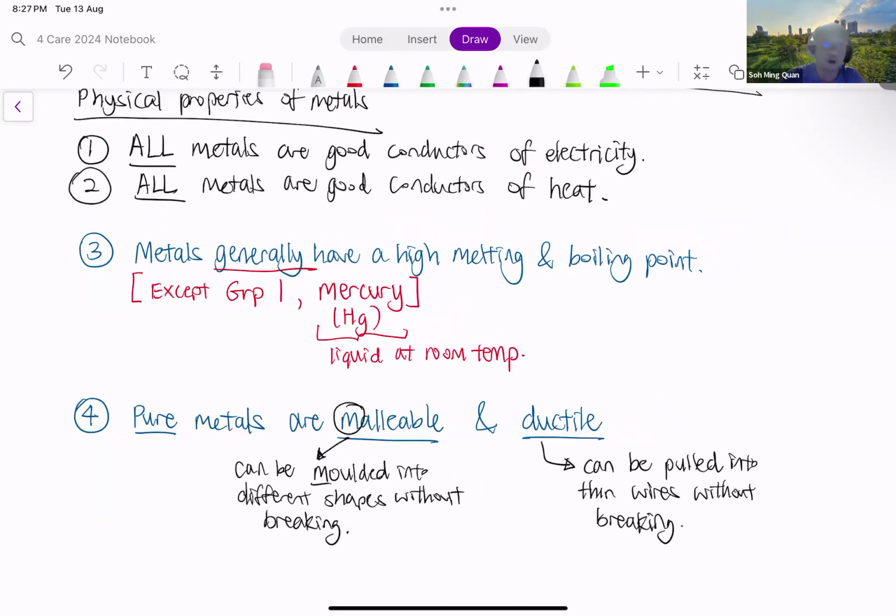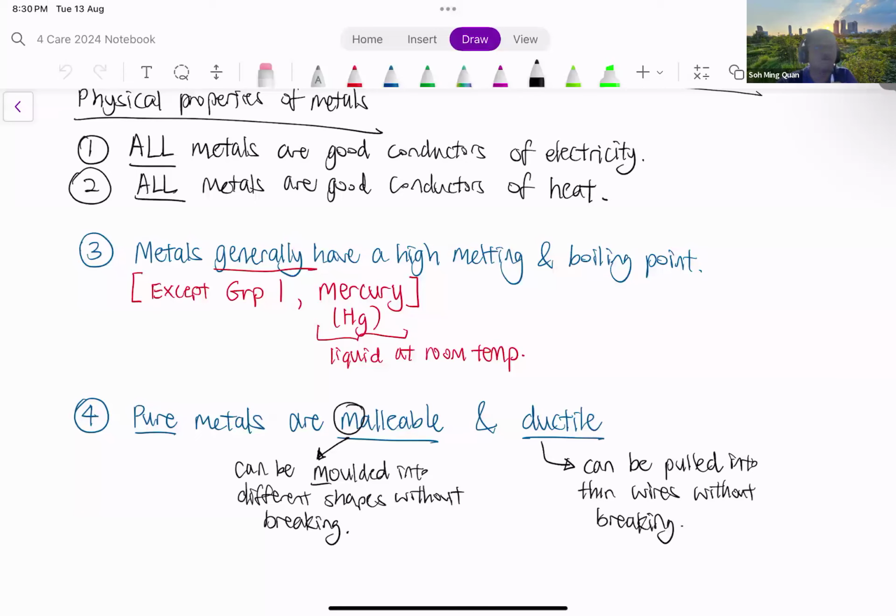Do take note. Points number 1 and 2 are common for all metals. Point number 3, high melting point, is only for most metals. So group 1 metals and mercury have a low melting point. Finally, please also take note what's the meaning of the word malleable and ductile. All right, let me pause the recording for a short while for you to take down this.